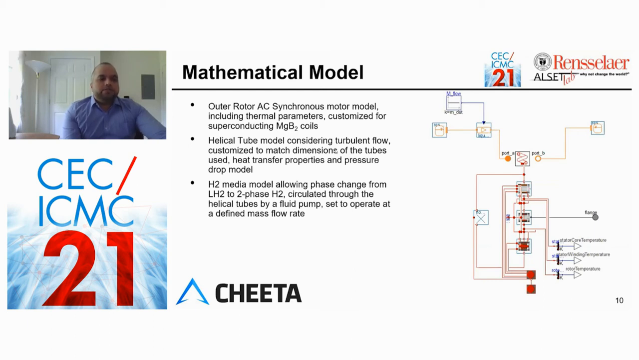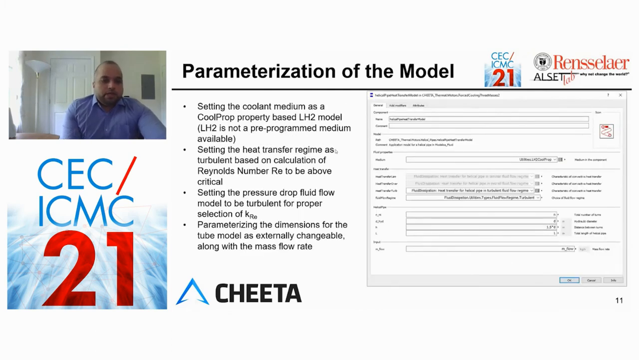The tube dimensions were parameterized to match the actual design. A separate cryogenic media model was also developed and tested for phase change to match the working of the Cheetah superconducting motor cooling system. As shown here in the program parameterization window, the medium was set to LH2. It's a little hard to make out, but in the fluid properties, you can see that the medium was set to LH2 using a CoolProp solver.